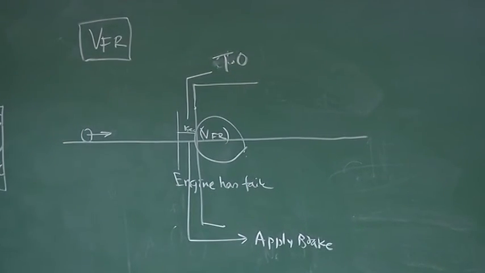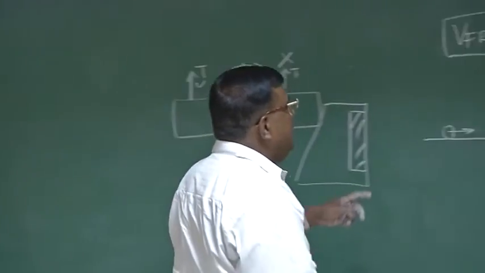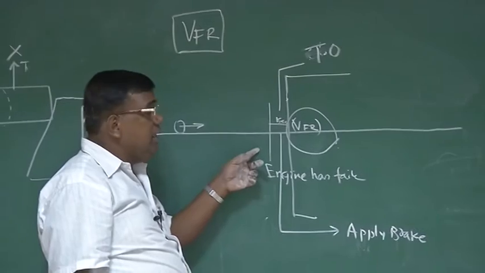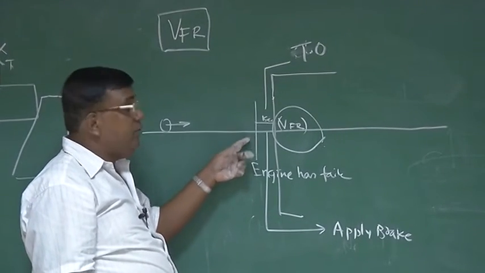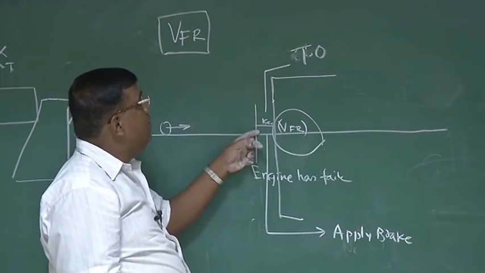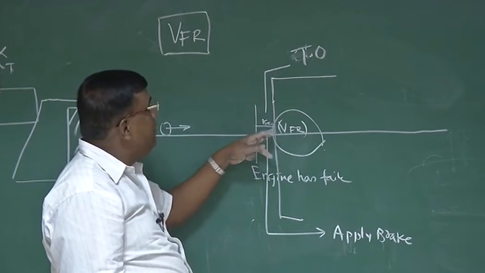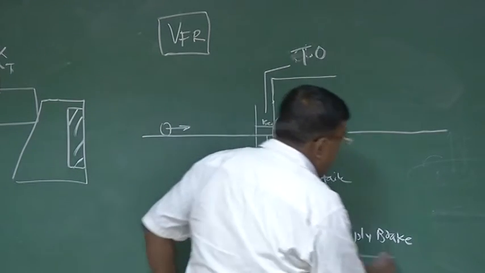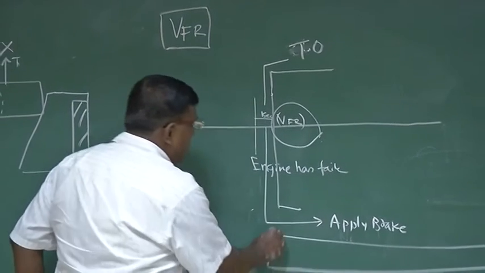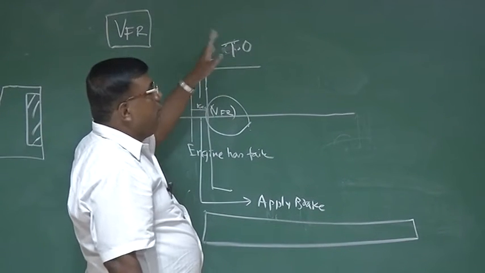What is that speed reference with which the pilot will compare the speed at which one engine has failed? If that speed at which the engine has failed is less than VFR, then he will apply brake, or if more than VFR he will go for takeoff. Meaning thereby, if the failure speed is less than VFR, he should have enough field length for making the aircraft come to a standstill. If it is more than that, then he should go for a takeoff.